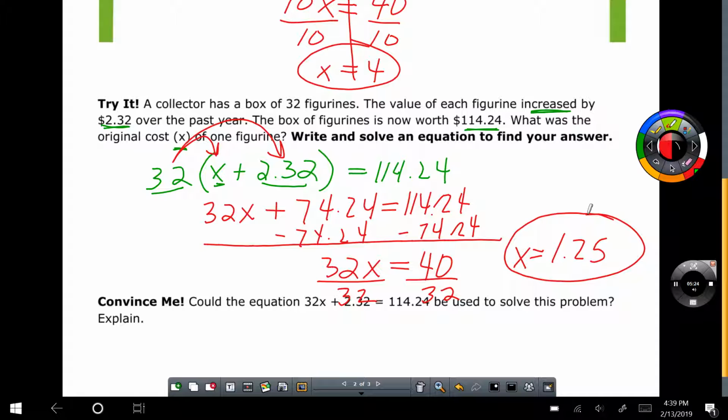Okay, so looking at this, I see a 32x, which we also had up here in our problem, but they have a $2.32 where we had a 74.24. So the answer to this is no. We could not use this because whoever did this did not multiply the $2.32 by the 32 books. So they are saying that the whole collection increased by $2.32 instead of saying that each book or each figurine increased by $2.32. All right, let's go to the back.